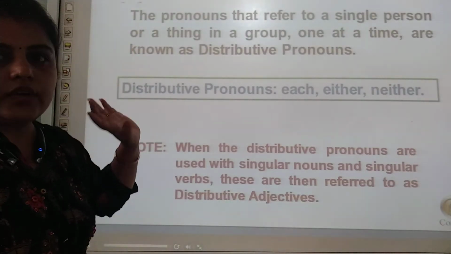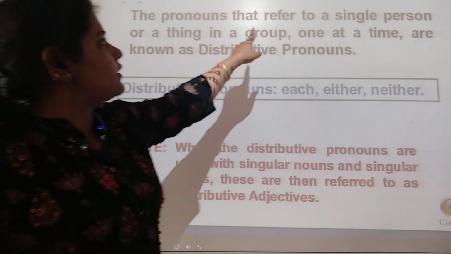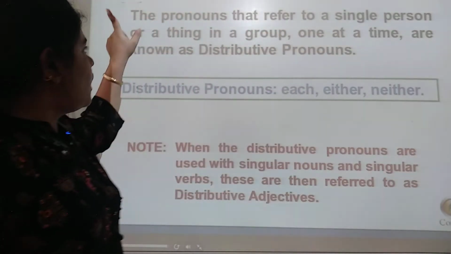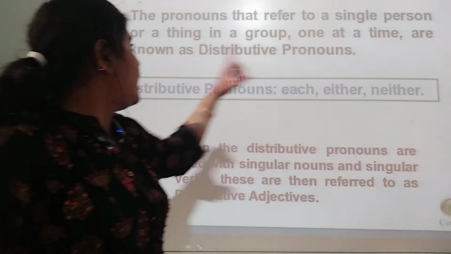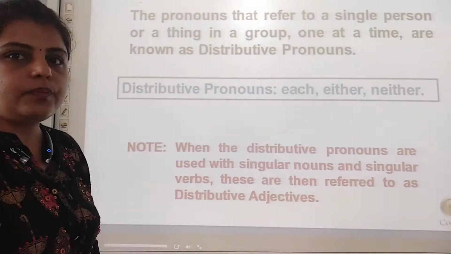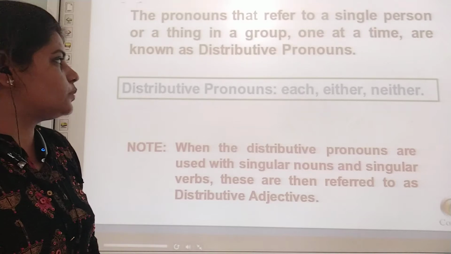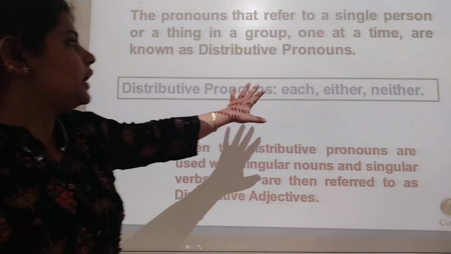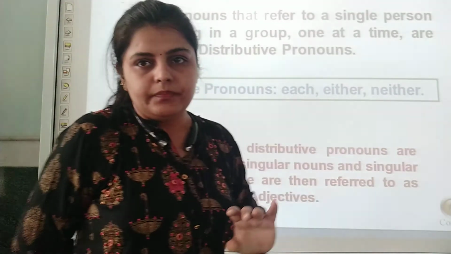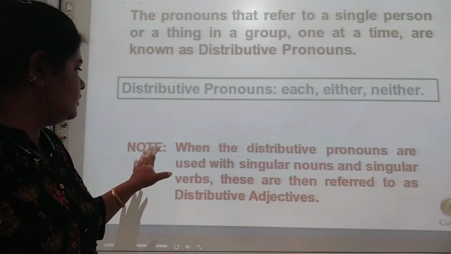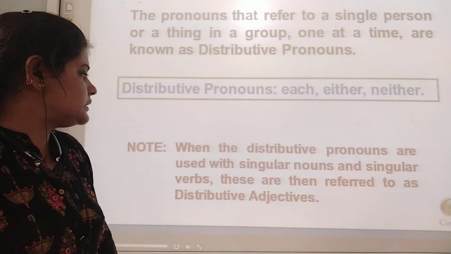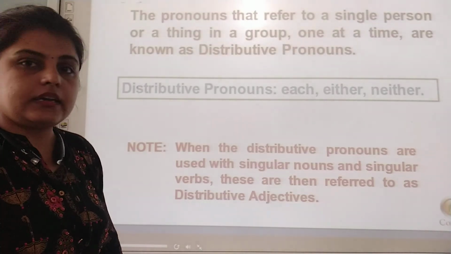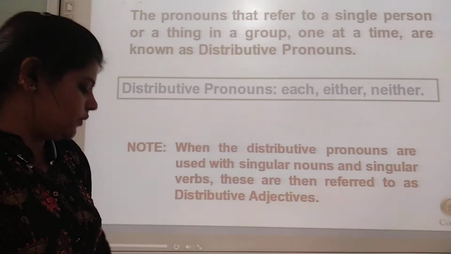Again, just read this definition. The pronouns that refer to a single person or a thing in a group, one at a time, are known as distributive pronouns. So, which are these words? Distributive pronouns are each, either, neither. When the distributive pronouns are used with a singular noun and a singular verb, they are then referred to as distributive adjectives.